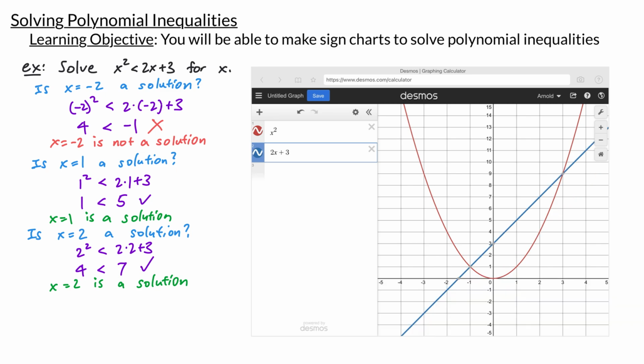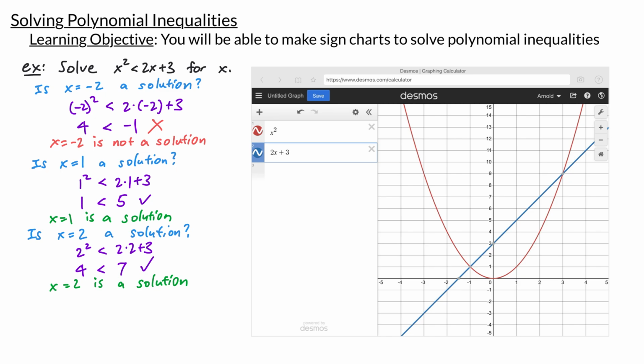So how can these graphs tell us what the solution to this inequality is? Remember that the y values of the points on the graph correspond with the outputs of our functions. Let's look at some of the calculations we've done already. For example, when we plugged in -2 into the x squared function, we got 4. That's why on our graph, we have the point -2, 4 on this x squared graph. And then when we plugged in -2 into the 2x plus 3 function, we ended up with -1. That's why on our graph we have the point -2, -1 on our 2x plus 3 function.